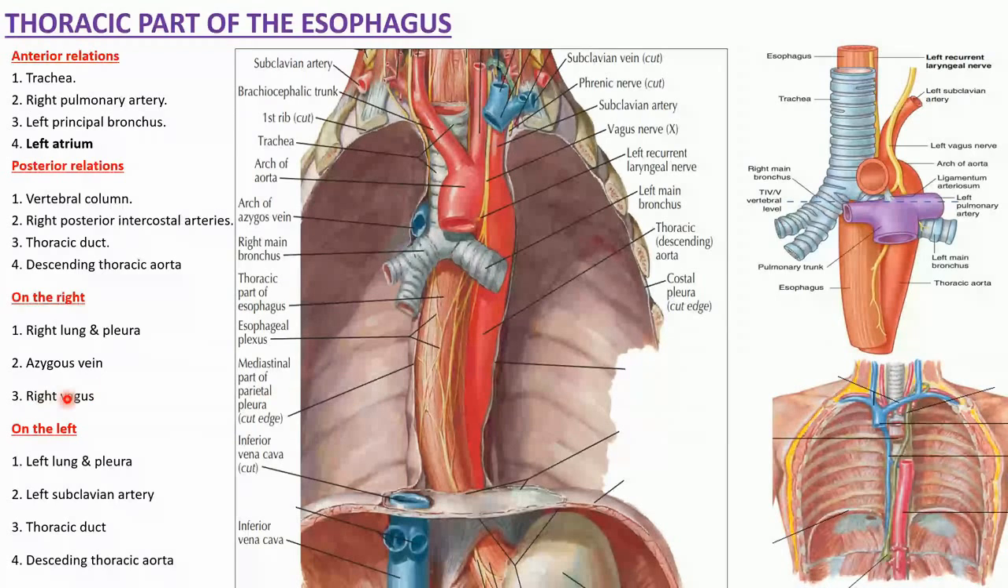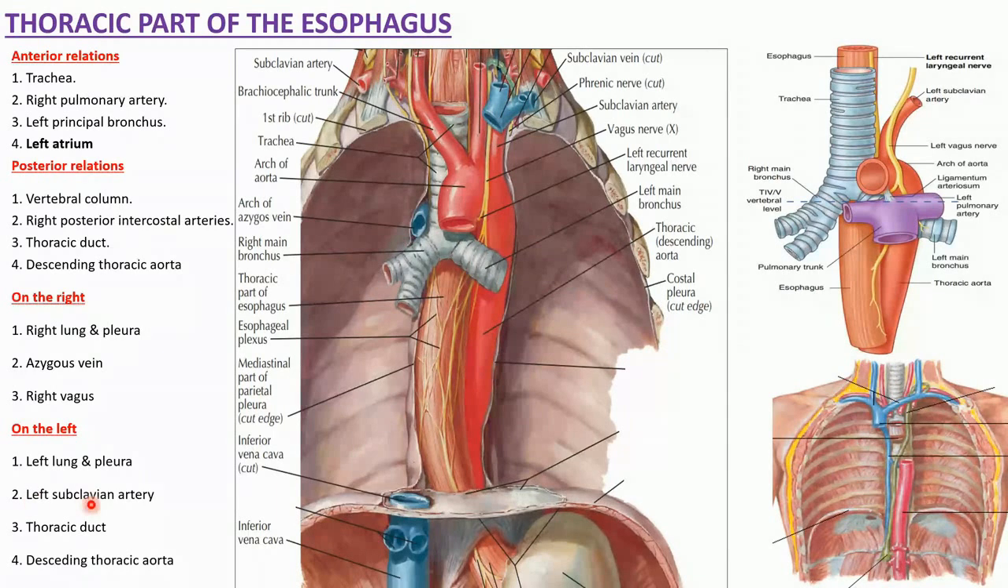The right vagus nerve, the vagus nerves, we've talked about them. Here we can see the left, but there's a right, though it's not shown, it's just adjacent to the esophagus on the right side. Then on the left side, of course, we have the left lung and the pleura. The left lung is not shown here, but you can see it's covering. It's going to be almost close to the esophagus.